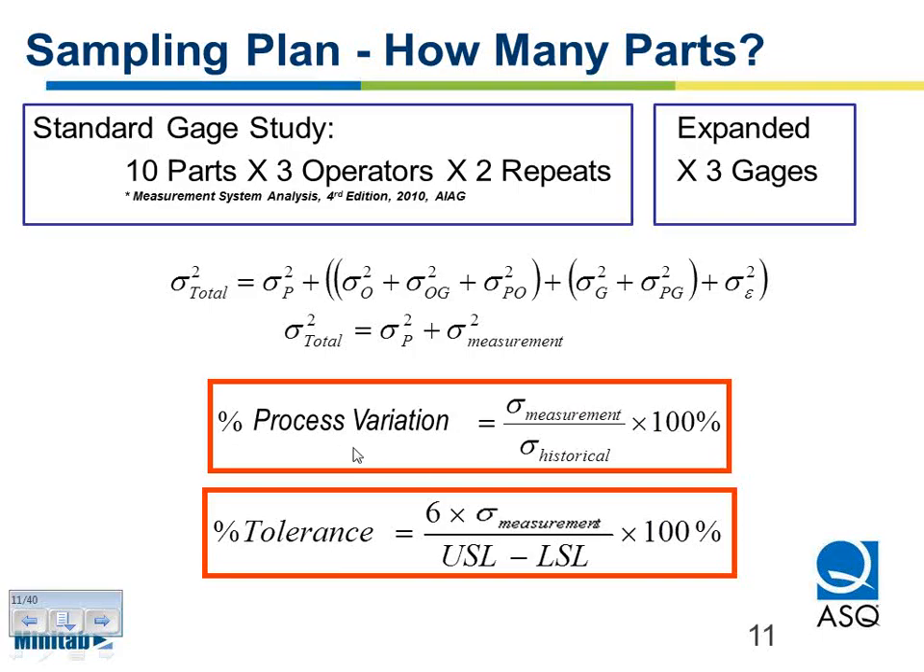Now, one thing I'll point out is that the result of your expanded gauge R&R will most likely not be percent study variation, because of the dependence on the number of parts that contribute to the variation within that calculation estimate. We're going to choose not to focus on percent study variation, but instead focus on percent process or percent tolerance.